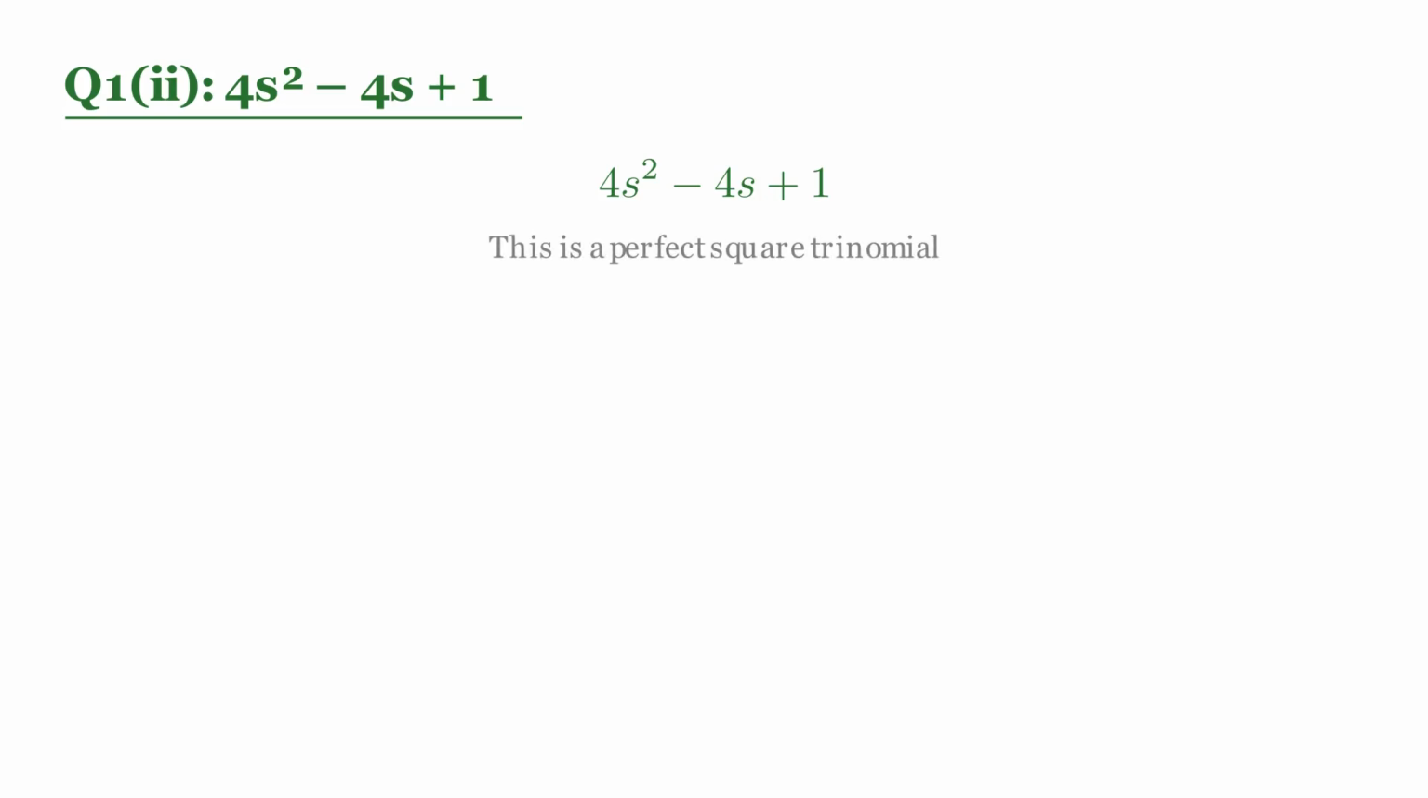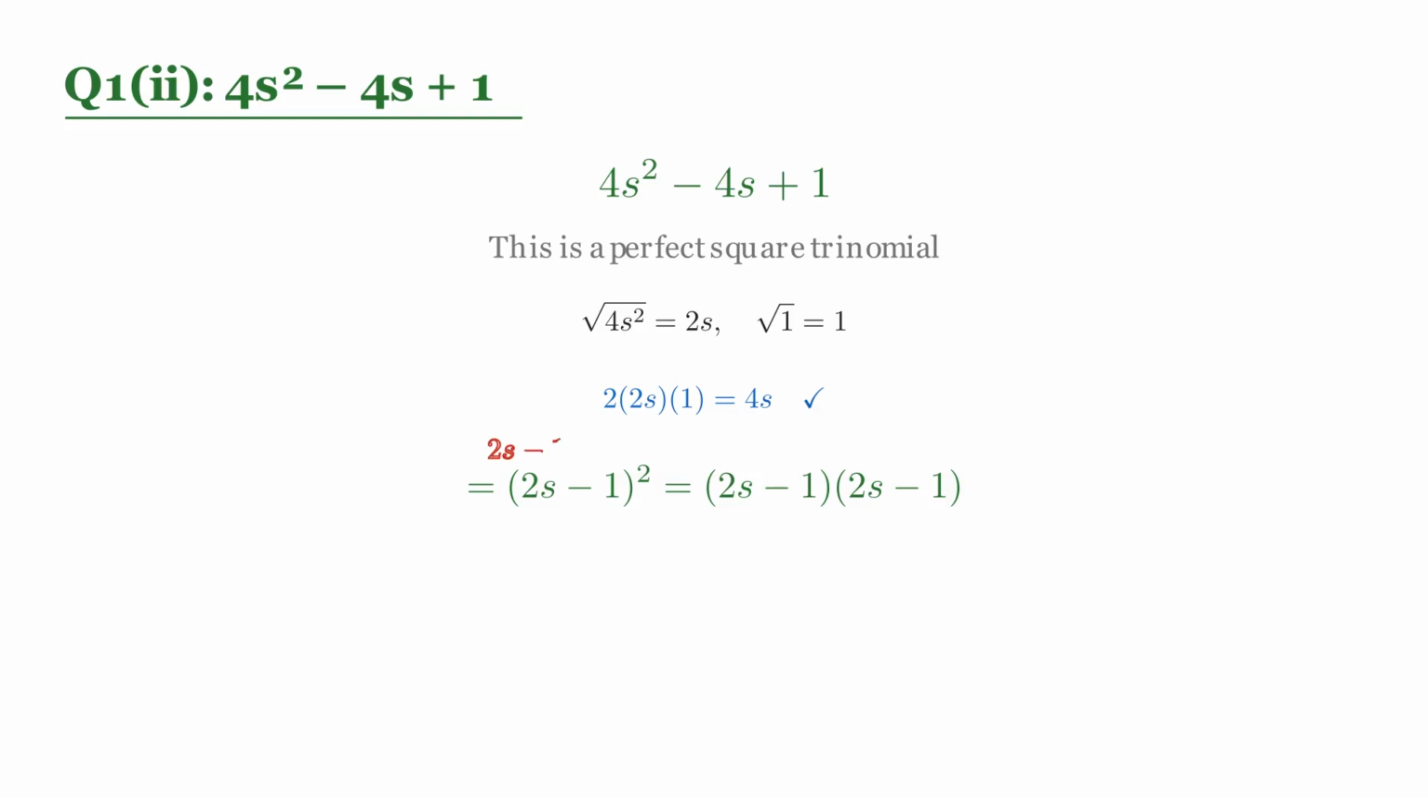Question 1, Part 2. 4s squared minus 4s plus 1. This is a perfect square trinomial. Square root of 4s squared is 2s, and square root of 1 is 1. Check the middle term. 2 times 2s times 1 equals 4s, which matches. So it factors as (2s minus 1) all squared, or (2s minus 1) times (2s minus 1).